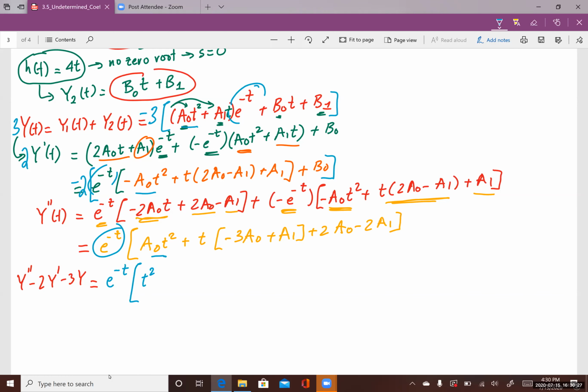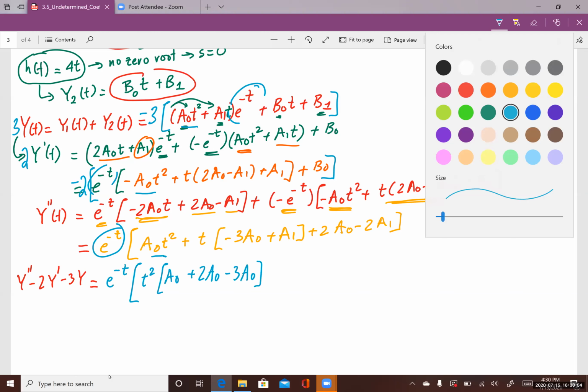So for t squared, I have a 0 minus 2 times negative, negative 2, negative, you have positive. So plus 2a is 0. Okay. And then negative 3, so it's negative 3a 0. As you can see, this is going to be gone. It's going to be 0. But just leave it there for now. Now go to the next term.